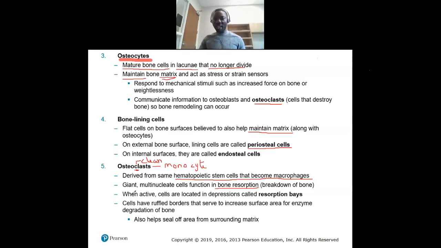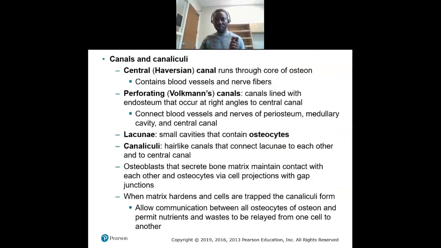Now, when active, these cells are located in a depression called the resorption bay. Osteoclasts have ruffled borders that serve to increase surface area for enzyme degradation of bone. They also help to seal off areas from the surrounding matrix. I'm going to explain all of that together as we go. I'll be talking about the function of each of those cells.